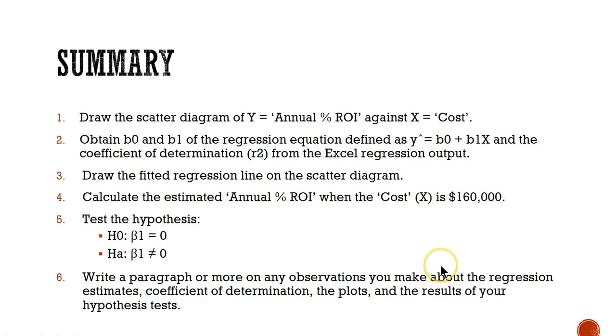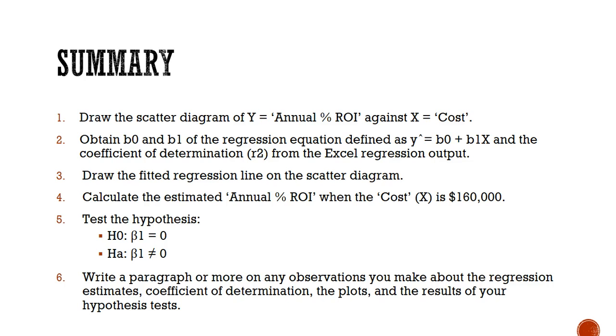This is what we're going to be doing on basically week 7. It's similar to your assignments. We're going to be doing the regression line here for the scatter diagram, and we're using ROI and cost as the two variables. Okay, let's get started.